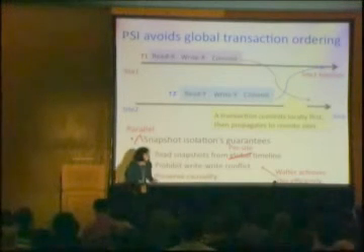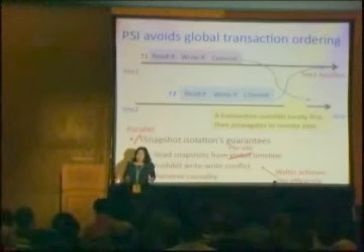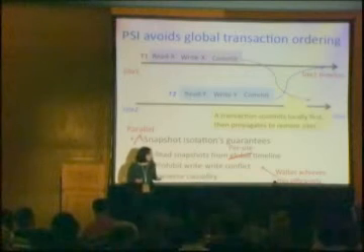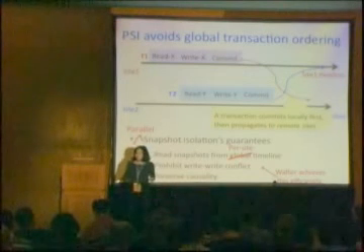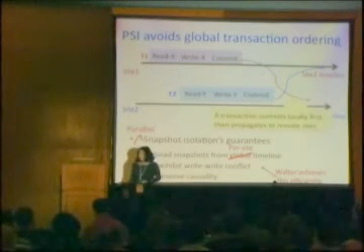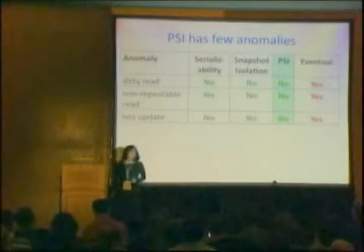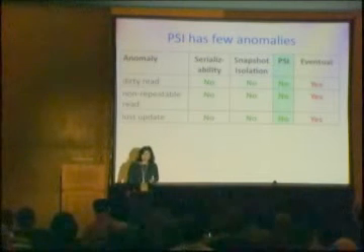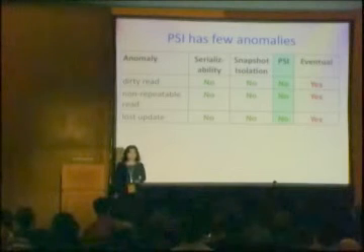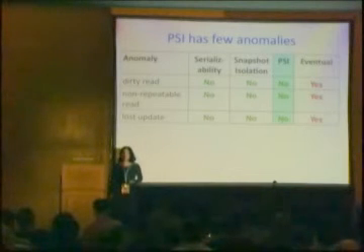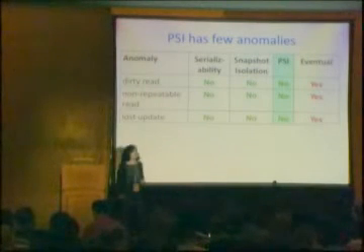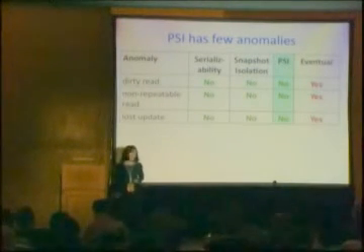And you might wonder, what does this mean concretely to application programmers and end users? And in particular, what kind of new anomalies am I going to get by adopting this semantics as opposed to something like serializability? So here, I'm giving you a table of all the anomalies that are possible under different models. And I'm comparing PSI with snapshot isolation, serializability, and eventual consistency. And of course, eventual consistency is going to be bad on all fronts.